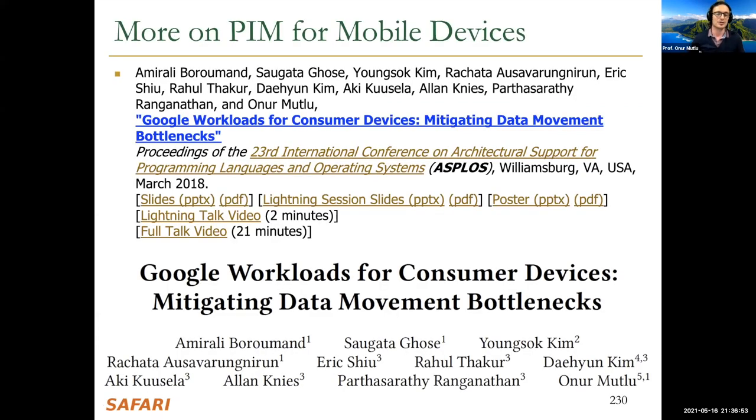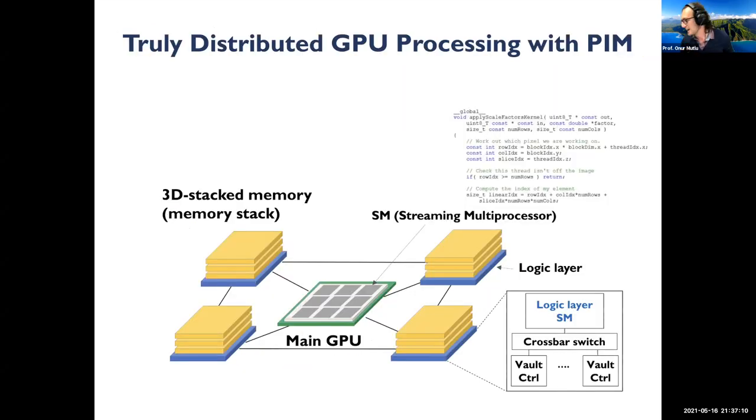Okay, I'm not going to go into more detail, but we also look at other functions over here, like compression and decompression, which tends to be very important for browsing, and motion estimation, for example, which tends to be very important for video codecs, but more analysis is in this paper. Okay, so we're getting closer to the conclusion.